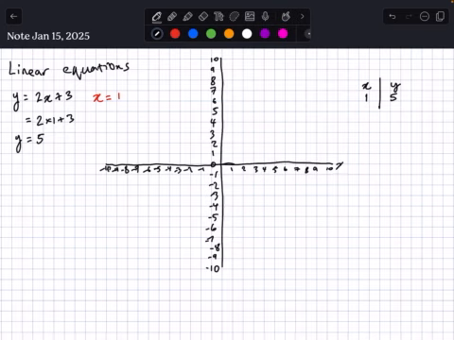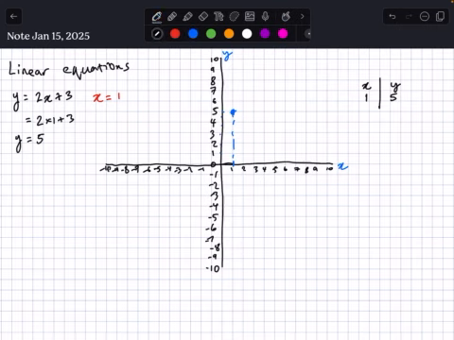Sorry, let me label my axes. It's good practice. I'll do it in a different color too so it stands out. This is the x-axis and this is the y-axis. So when x equals 1, y equals 5: 1, 2, 3, 4, 5. The intersection of that is right here. So that is a point that is relevant to our linear equation.